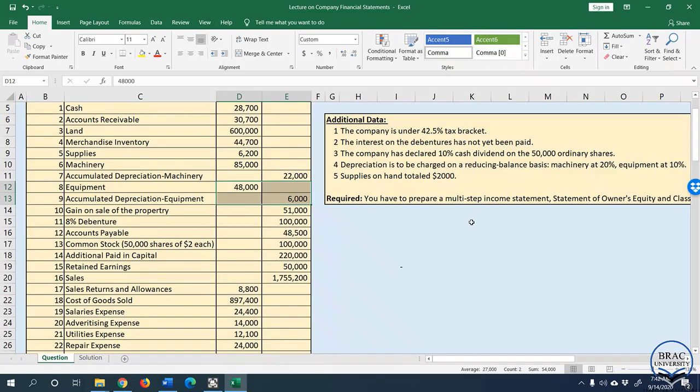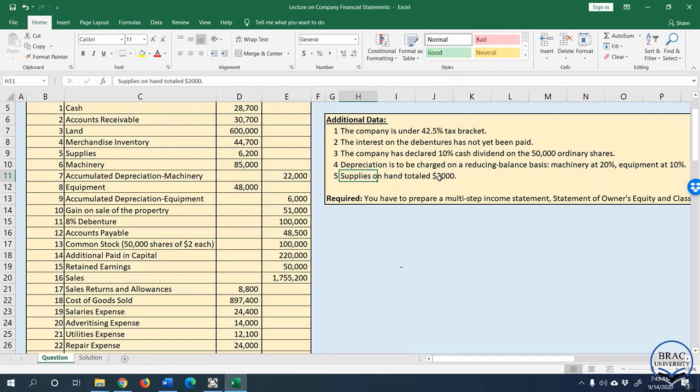And the last one is a very simple one. Supplies on hand total 2,000, which we have learned from chapter 3. It is an adjusting entry. In our records, supplies shows a balance of 6,200. But at the end of the year, the physical verification shows that the supplies are only 2,000. That means we have used 4,200 of supplies during the year, right?